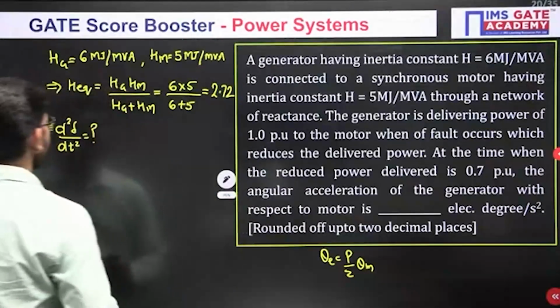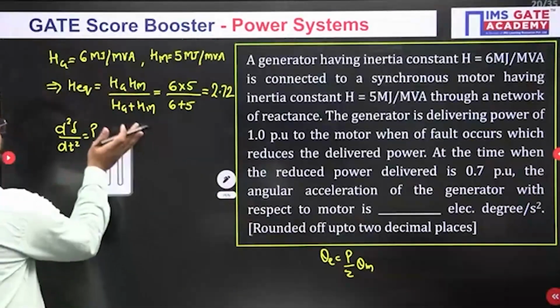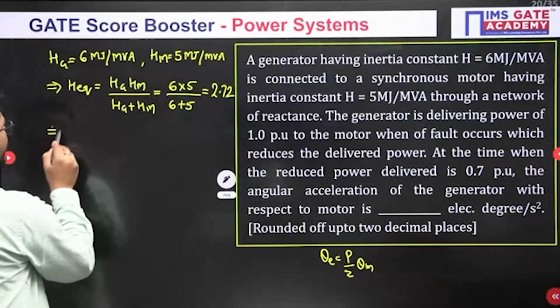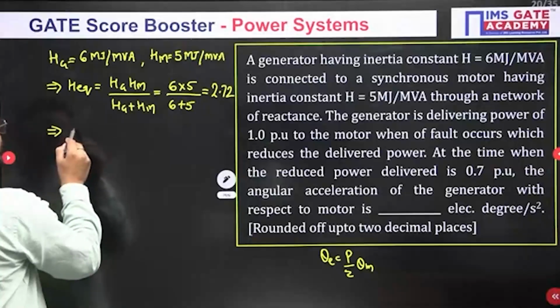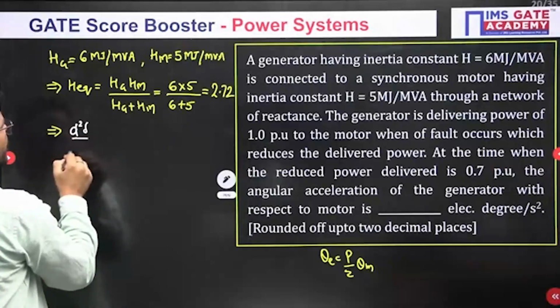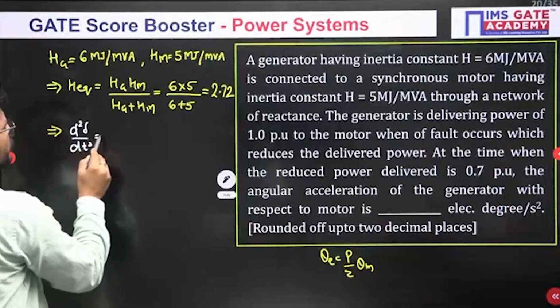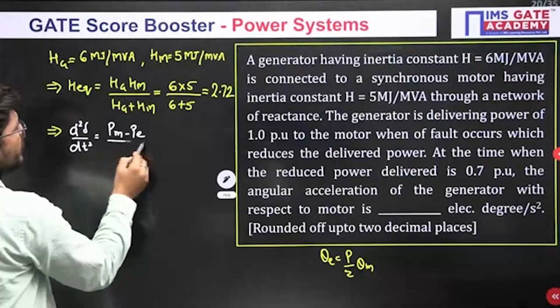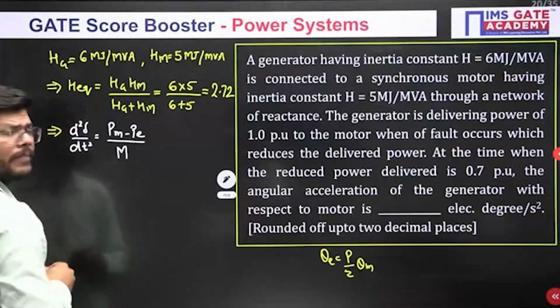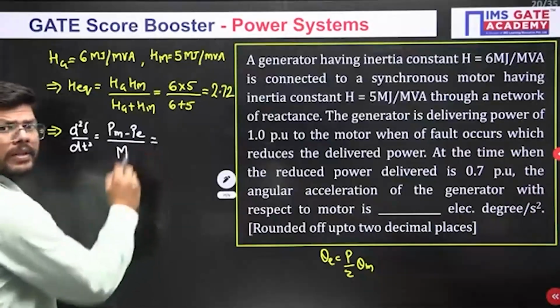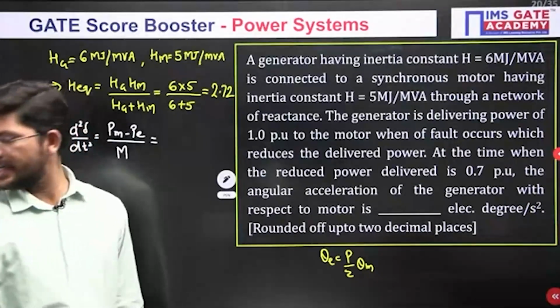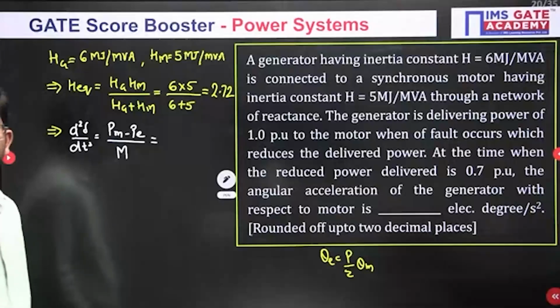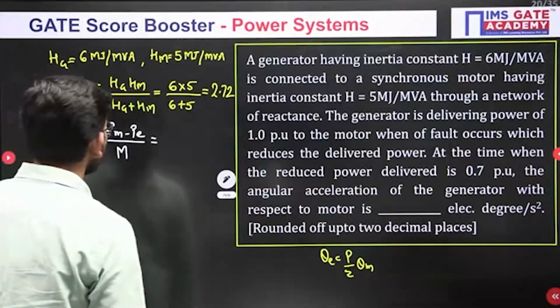Okay, so just see. You know what the swing equation is. As per the swing equation, we have d square delta by dt square equals Pm minus Pe over M. Now, RN is getting an answer of 990. Very good answer, which is very close to the correct answer.